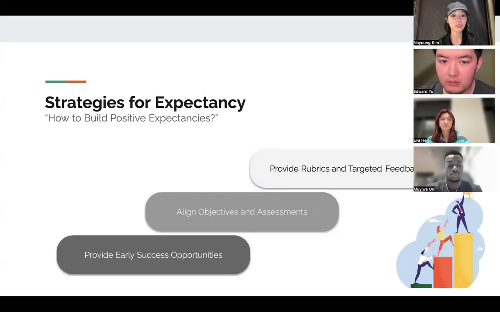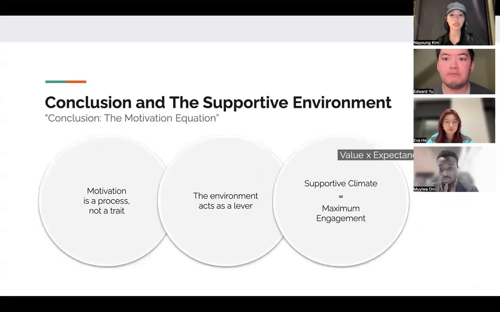To strengthen expectancies, we need to help students believe success is possible. One powerful strategy is to provide early success opportunities through small, low-pressure tests that can help them feel capable before they tackle a major project. We should also provide clear rubrics so that performance expectations are transparent, and often target feedback that focuses on controllable effort rather than fixed ability. And crucially, we must help students shift their attributions, teaching them to credit their success to hard work and effective strategies rather than viewing their intelligence as a fixed trait that they cannot change.